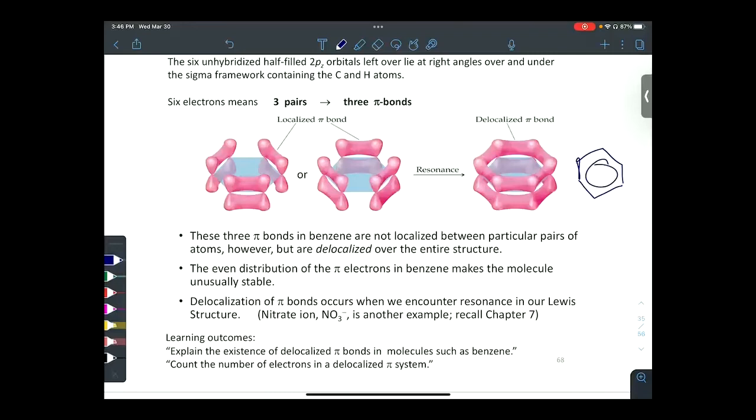We draw it like that, and really it's reminiscent of its pi cloud. And so Kekule, when he was high on opium looking at that wheel, was thinking that. Obviously, he was thinking about delocalized pi electrons, right? Yeah, so there we go.